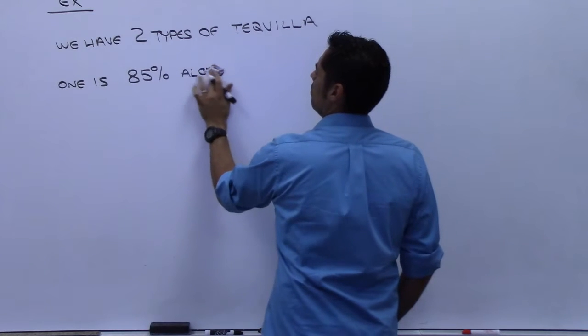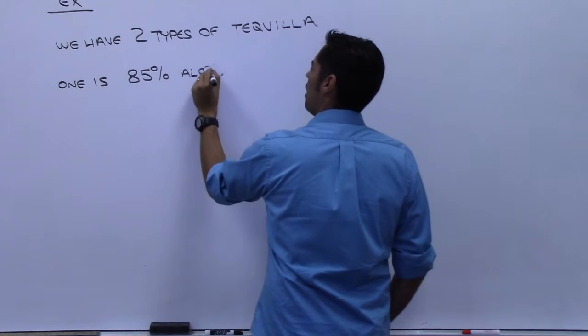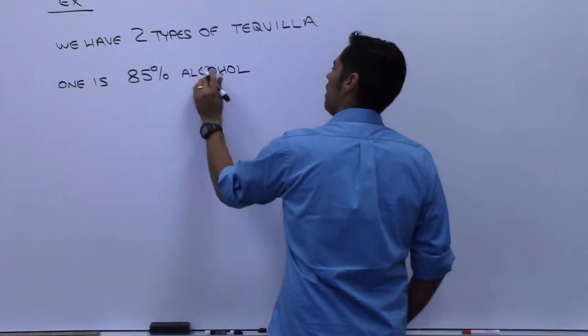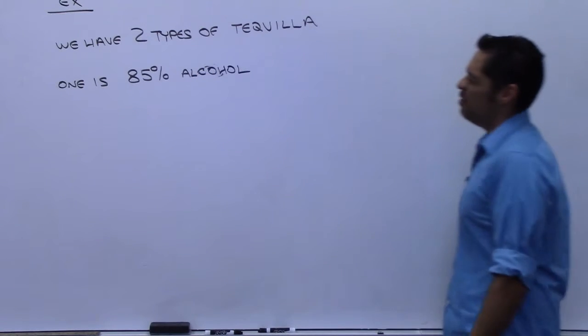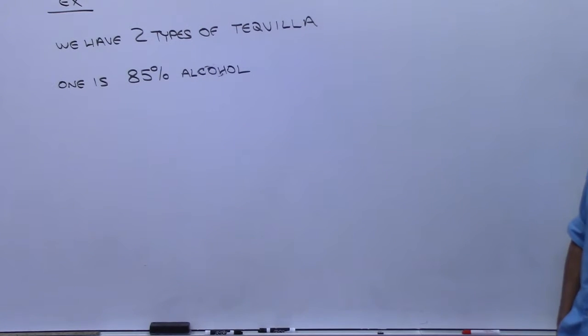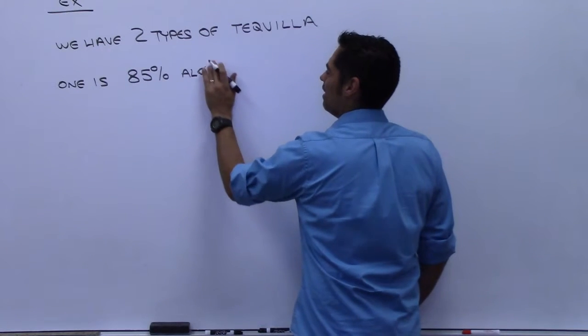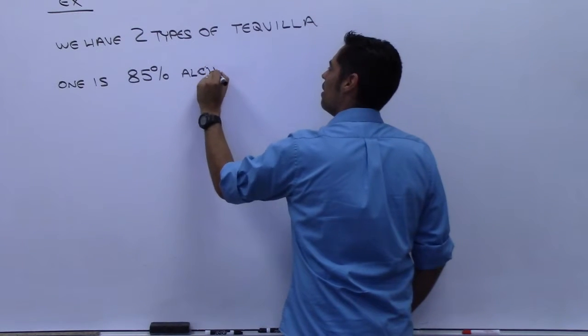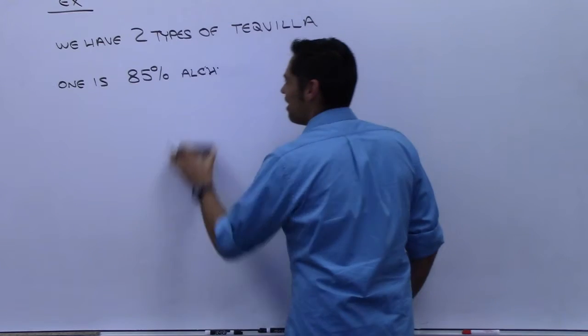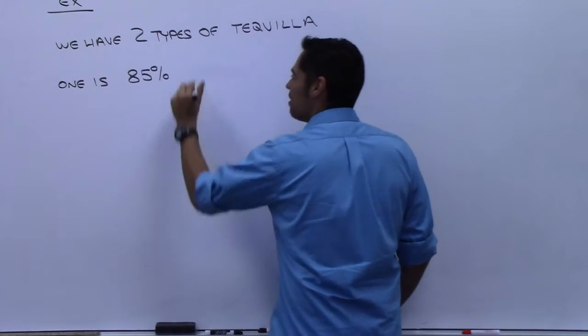How do you spell alcohol? A-L-C-O-H. It's okay, we're math. We don't know about words. Just put ALC. See, I like y'all because that's what I do when I don't know how to spell something. I just abbreviate it.